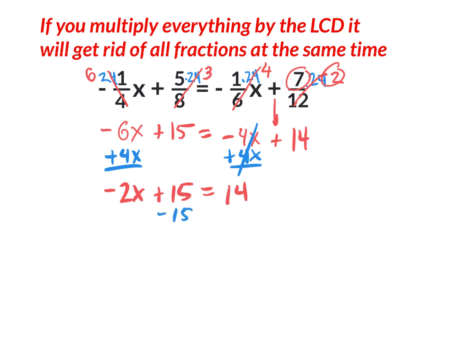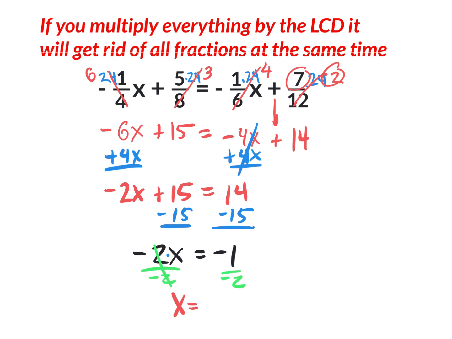We're going to subtract 15, subtract 15. What do we end up with? We end up with the negative 2x equaling 14 take away 15 is negative 1. And that's really saying a negative 2 times x equals negative 1. So for my final step, I'm going to divide by negative 2, divide by negative 2. That cancels out. My answer is x equals, you can't divide 1 by 2. That's going to stay a fraction. But you could realize that a negative divided by a negative is a positive. So the answer is x equals positive 1/2.